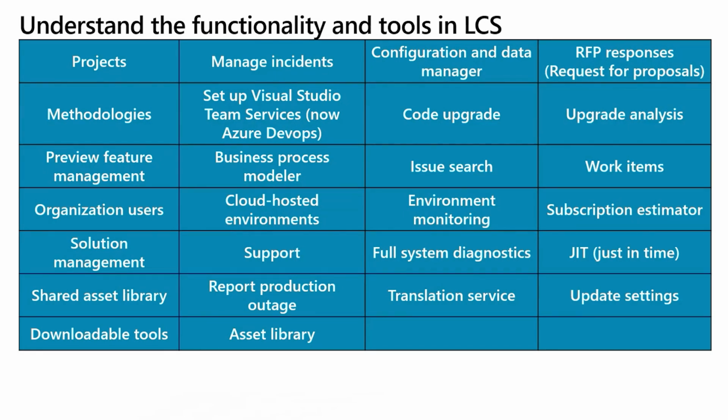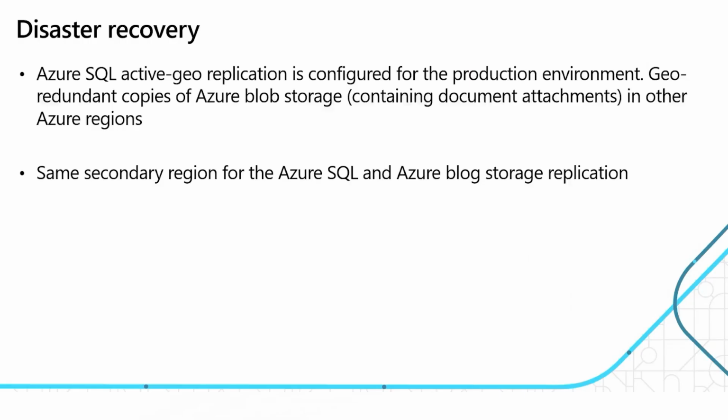You can perform an upgrade analysis before an upgrade to identify major areas. You can identify the work items. You can run your subscription estimation to estimate the number of subscriptions that are required before you can license finance and operations for your organization. There are just-in-time features available as well. You can also set up update settings in LCS. So there are various tools provided by LCS, and understanding these tools and functionality is also very important for a solution architect.